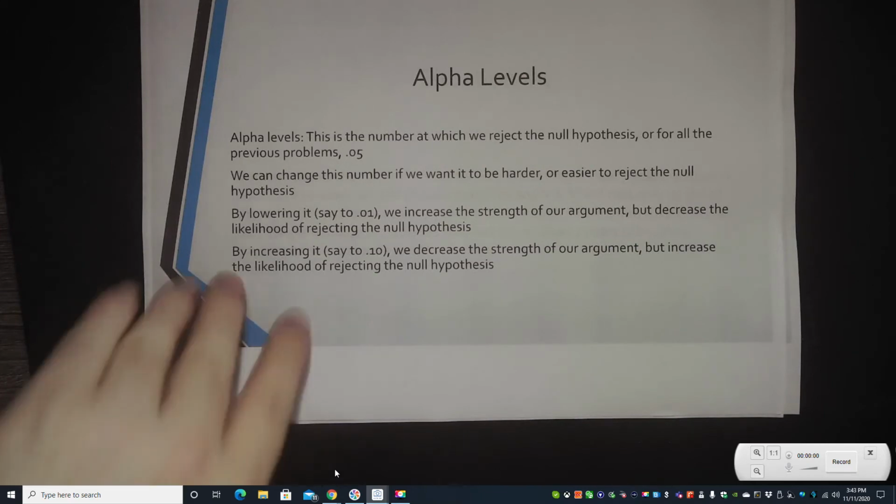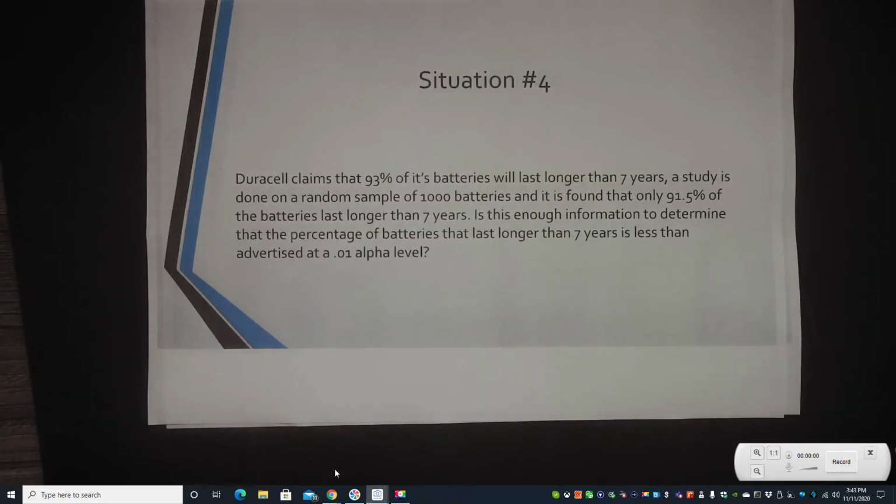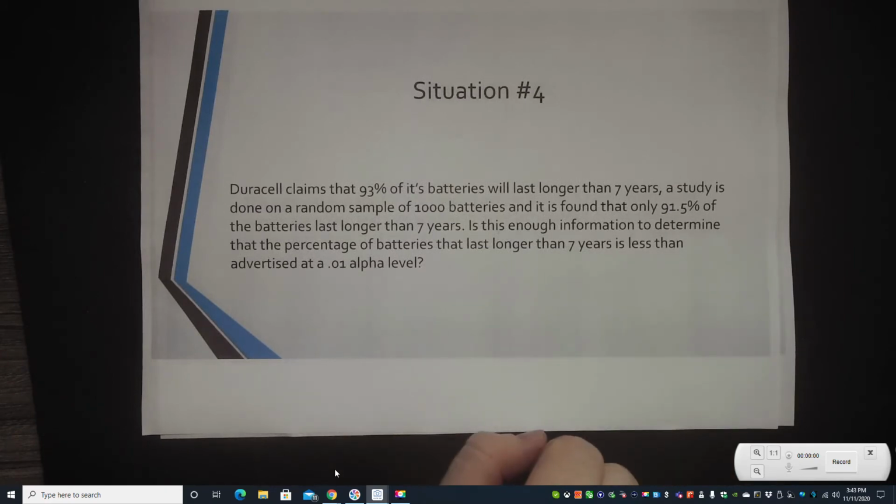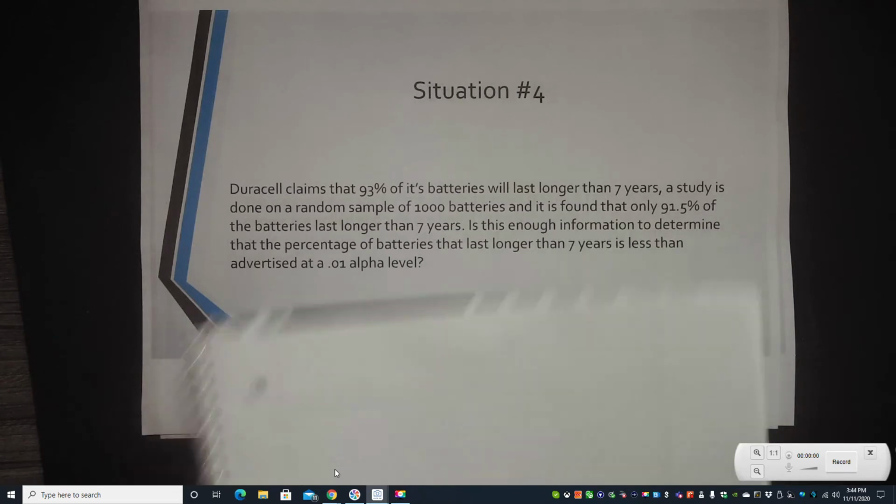Okay, so how does this work? Well, really, at the end of a situation, it's going to tell you what the alpha level is that you want. So Duracell claims that 93% of its batteries will last longer than 7 years. A study is done on a random sample of 1,000 batteries, and it's found that only 91.5% of the batteries last longer than 7 years. Is this enough information to determine that the percentage of batteries that last longer than 7 years is less than advertised at a 0.01 alpha level?